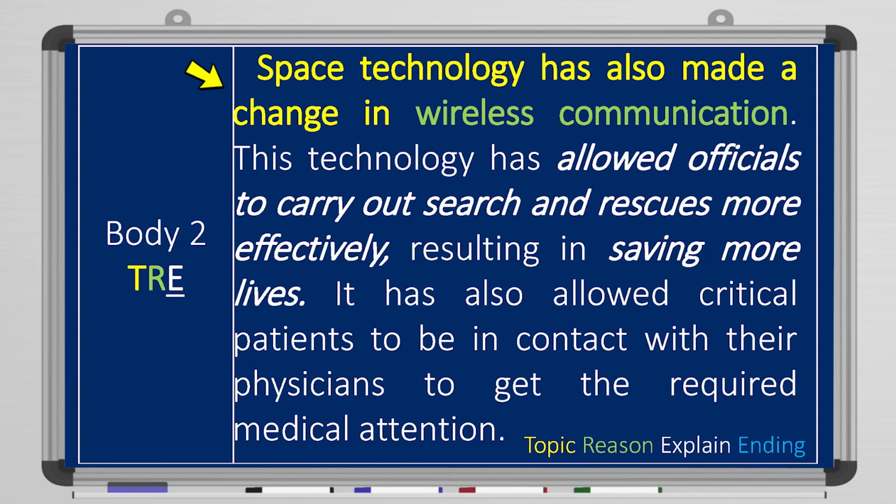So I'm showing you the advances in wireless communication made search and rescue easier and more effective, resulting in saving more lives. I'm providing you with explanation and examples. It has also allowed critical patients to be in contact with their physicians to get the required medical attention. As you notice, I'm providing you with information. It's very simple. It's everything that you know.